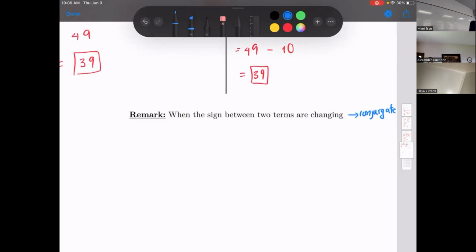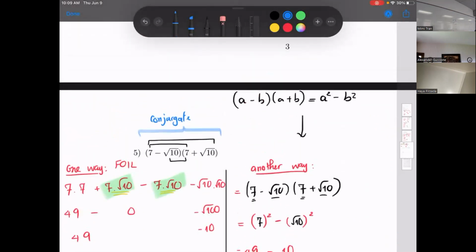So conjugate is, say, a. So basically this is the conjugate.